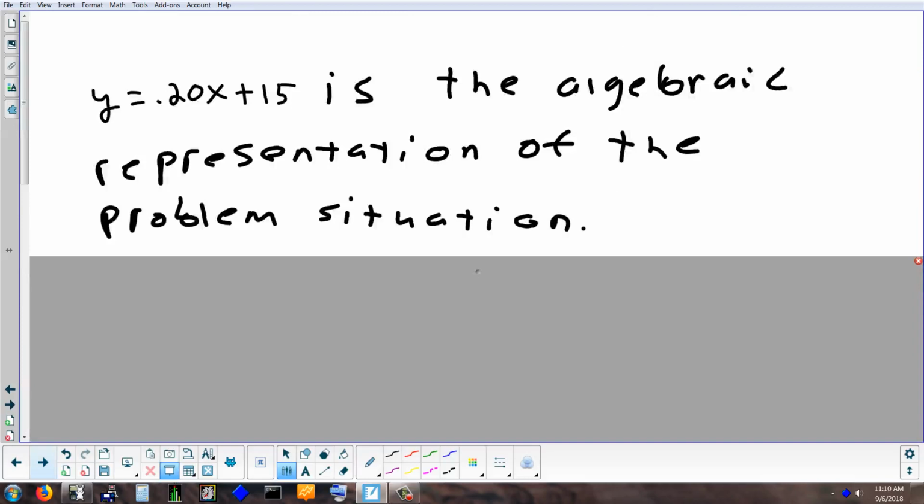So this thing right here in the box, that's the algebraic representation of our problem. If somebody walked in right now and looked at that equation, they would have no idea that it's about renting a car and you pay 20 cents a mile and $15 up front. All they would do is look at that and say, well, it looks like an equation in y equals mx plus b with a slope and an intercept. But they would have no idea the reasoning or the word problem behind it. Okay. So when you take the word problem out and you just reduce it to an equation, that's an algebraic representation of the problem.